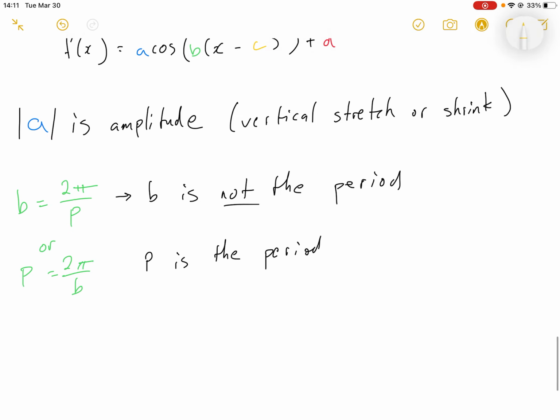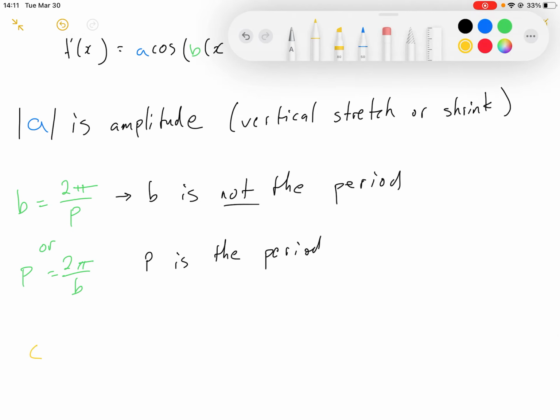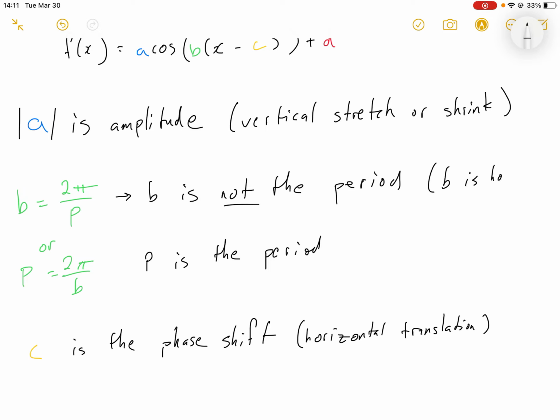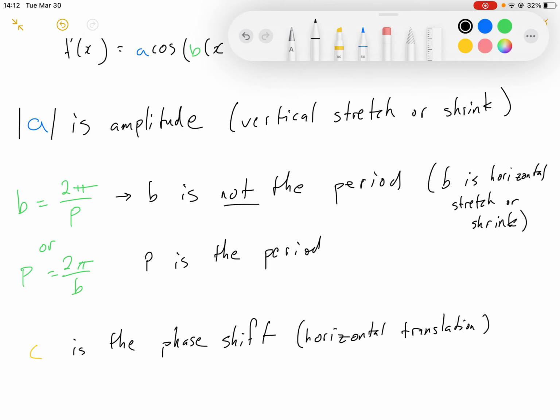Next up we have C. So C is the phase shift. And so going back to our transformations, this is a horizontal translation. By the way, I should mention up here that B is the horizontal dilation, stretch, or shrink. And that's why the period is adjusted by 2 pi over B, because it's originally 2 pi, and then you divide it by B to stretch it or shrink it accordingly.